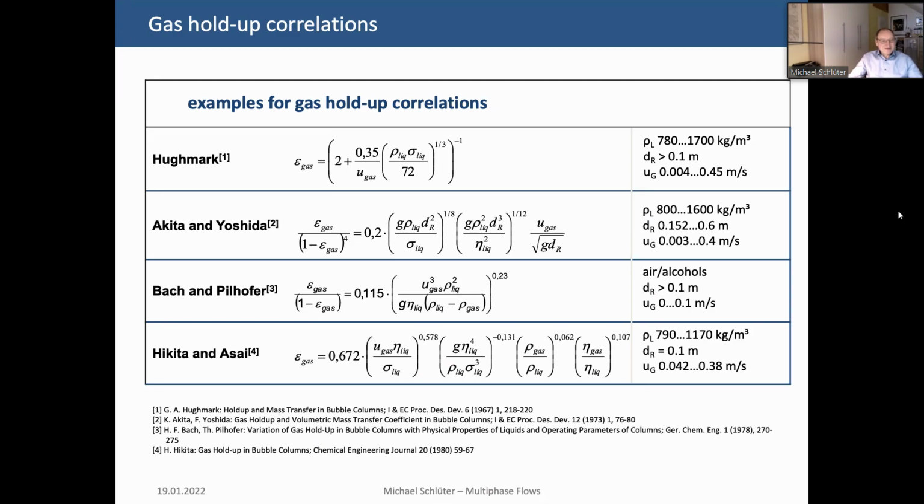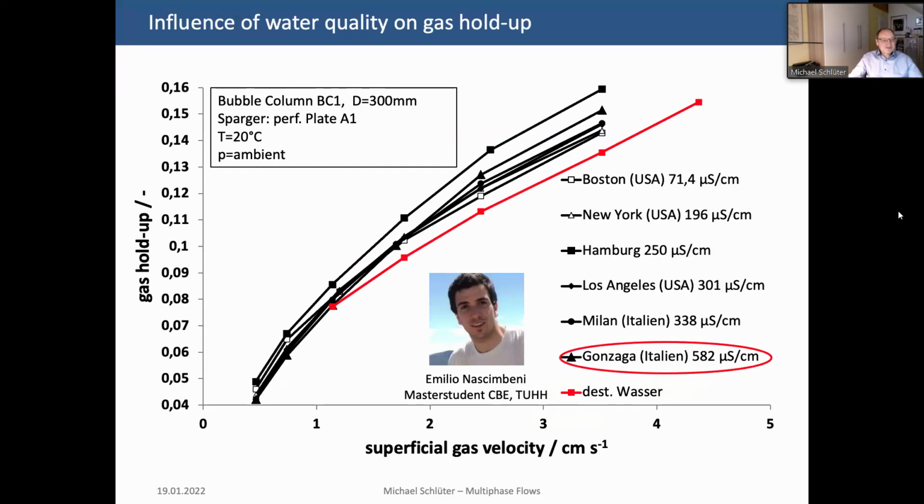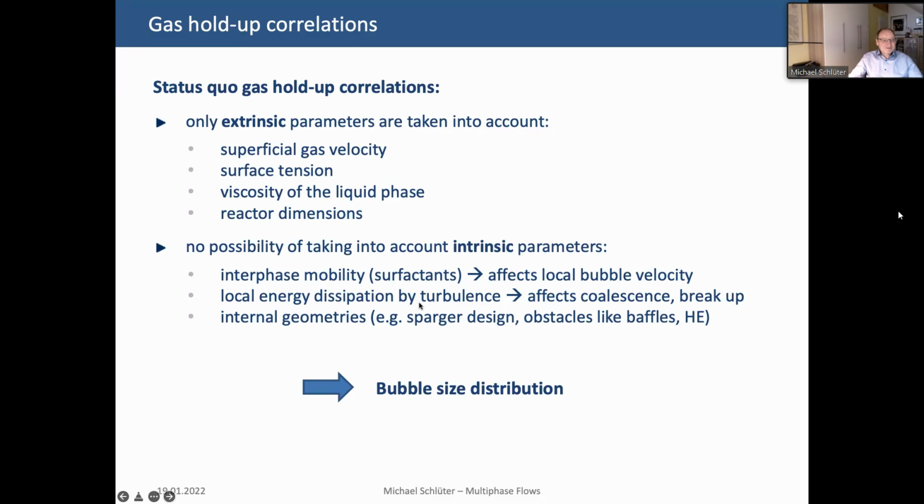So this extensive parameter, the superficial gas velocity, is not able to really give us an idea about the intrinsic parameter of the turbulence. And also, as already mentioned, internal geometries are usually not taken into account, like sparger design or obstacles like baffles or heat exchangers or something else, because there is such a huge variety of different designs. It's nearly impossible to derive correlations that take care of all these points.